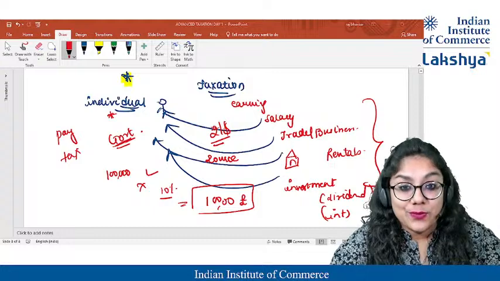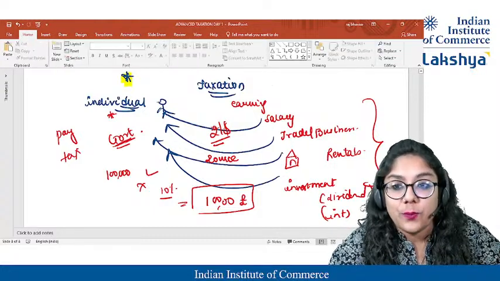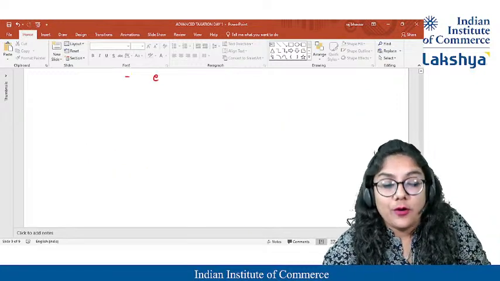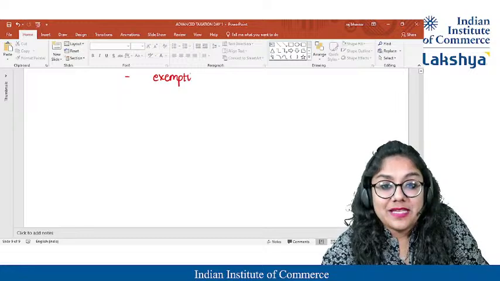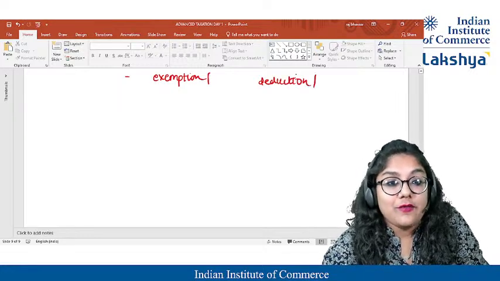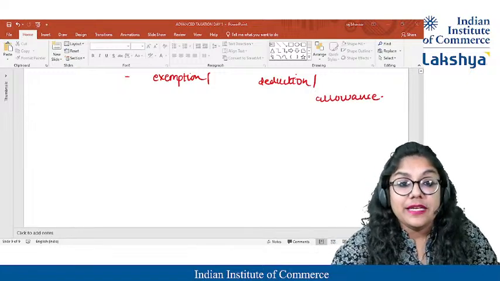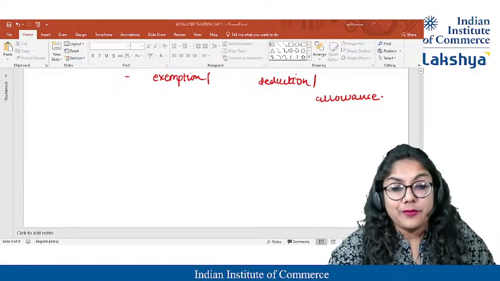Yes. So we know, okay ma'am, there are lots of exemptions which we need to know. There are 2-3 things we need to know. First of all, there are a lot of exemptions. Yes. There are a lot of deductions. Yes. There are a lot of allowances and disallowances. Considering that, we need to know what amount of taxes they have to pay, isn't it?